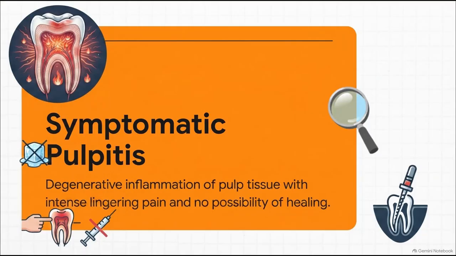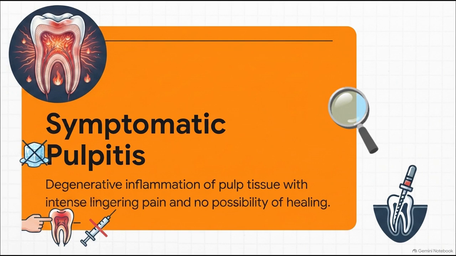Symptomatic irreversible pulpitis. We all know it, we all dread it. It's the classic hot tooth. We're talking about a degenerative, inflammatory process of the pulpal tissue. It's marked by spontaneous, intense, or lingering pain to hot and cold, and biologically speaking, there is zero possibility of healing. It requires immediate endodontic intervention.